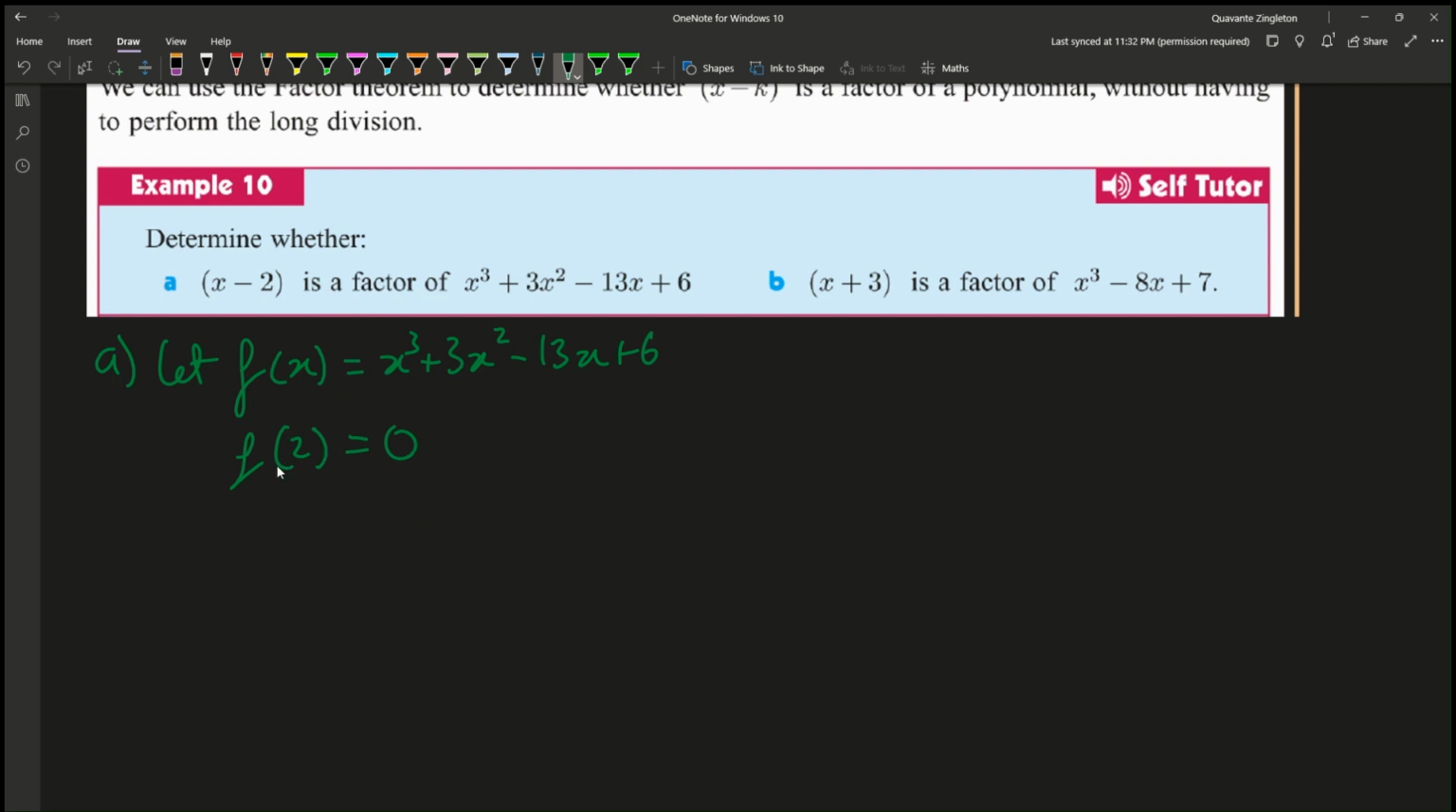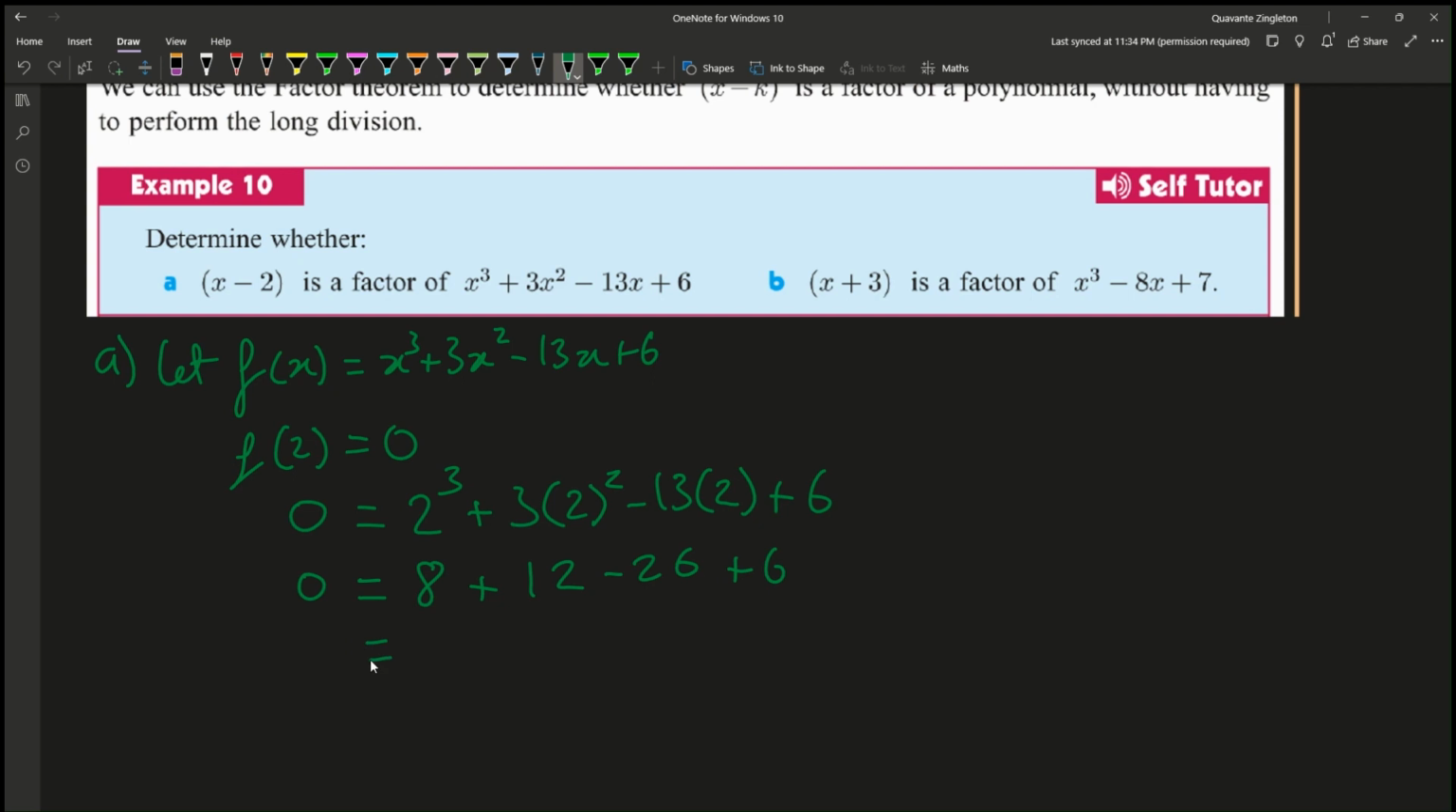So f of 2 just means I substitute x in this function with 2. So 0 equals 2 cubed plus 3 times 2 squared minus 13 times 2 plus 6. We'll just simplify everything. So 2 cubed is 8, plus 3 times 2 squared, so 3 times 4 is 12, minus 13 times 2, so minus 26, plus 6.